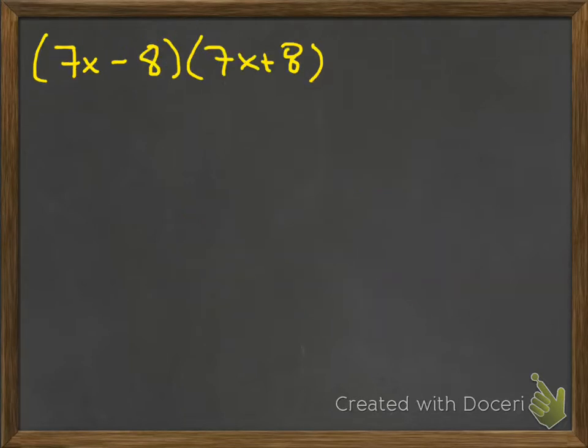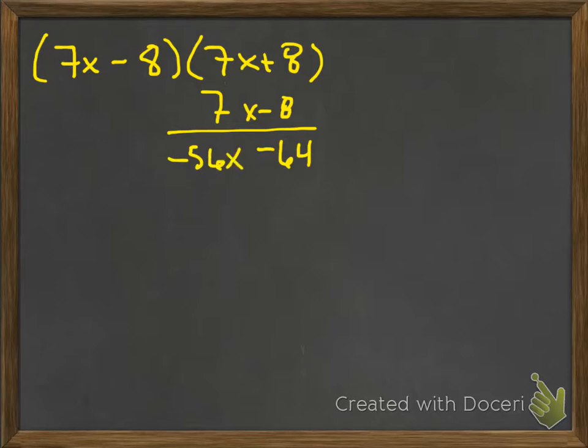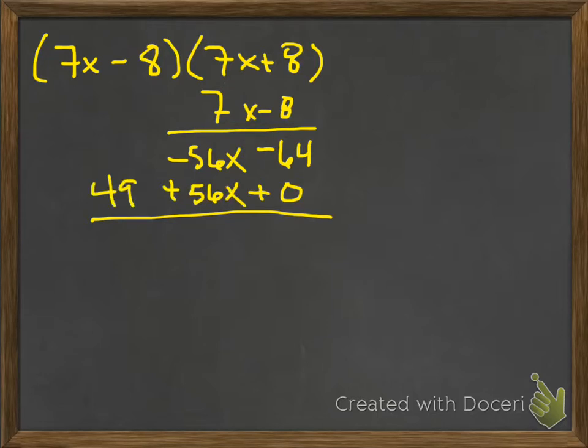Okay, this one right here is called a, well, we'll see what it is. But we have 7x minus 8 times 7x plus 8. So I'm going to rewrite 7x minus 8 under the 7x plus 8. And I'm going to say negative 8 times 8 is negative 64. Negative 8 times 7 is negative 56x. Then I'm going to start the next row and put a 0 and say 7x times 8 is positive 56x. And 7x times 7x is 49x squared.